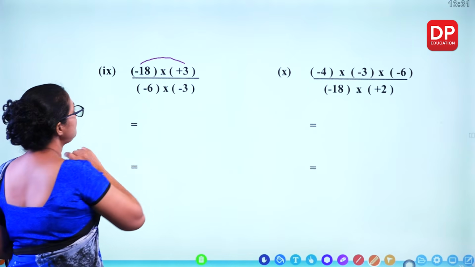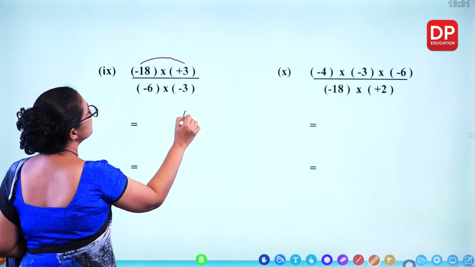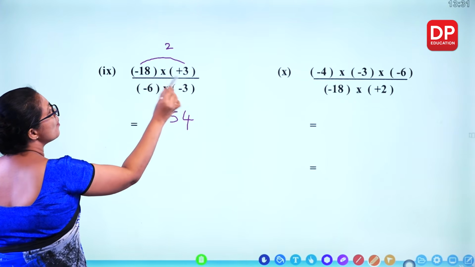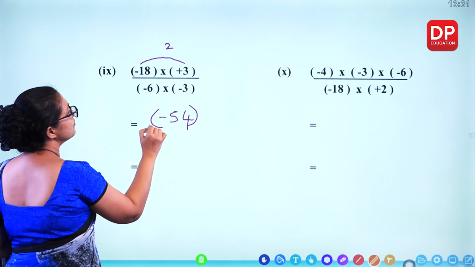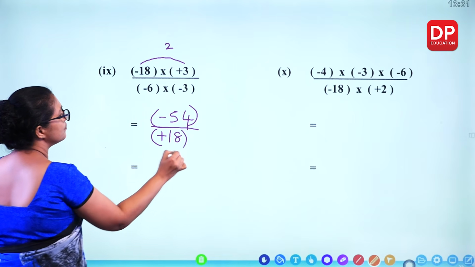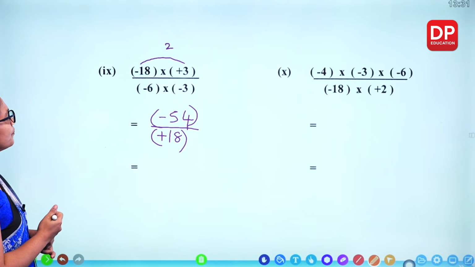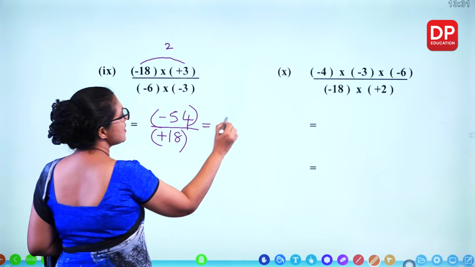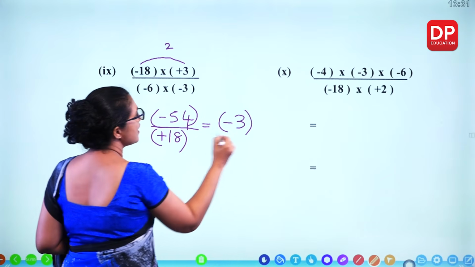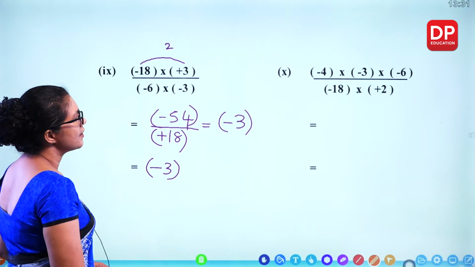These two. What is 18 times 3? 54. But the answer is negative. 6 times 3, 18. Answer is positive. Now divide. How many 18s are there for 54? 3. So the answer is 3. Minus and plus. Different signs, you get negative. So the answer is negative 3.